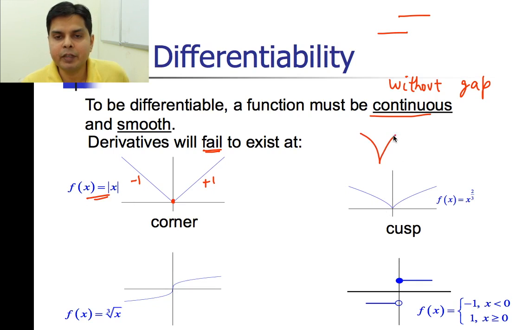Similarly, this cusp, it is going like this. At this point also, the function will not have a unique tangent, so this function will not be differentiable. At this point also, because the tangent is vertical, it will not be differentiable here. And at this point also, why? Because this function is discontinuous. The moment this function is discontinuous, you cannot have a derivative at that point.